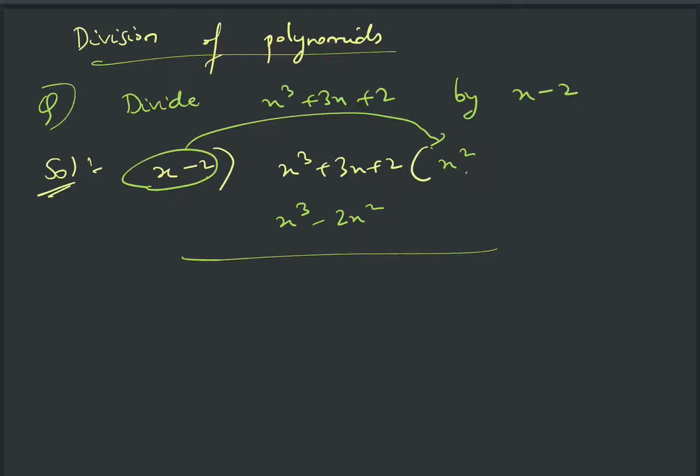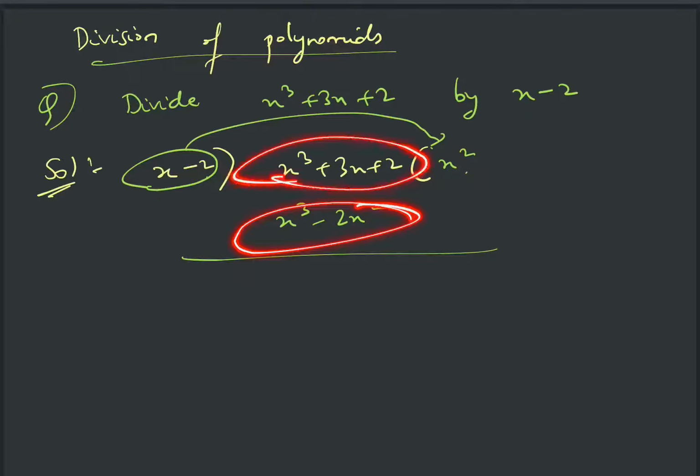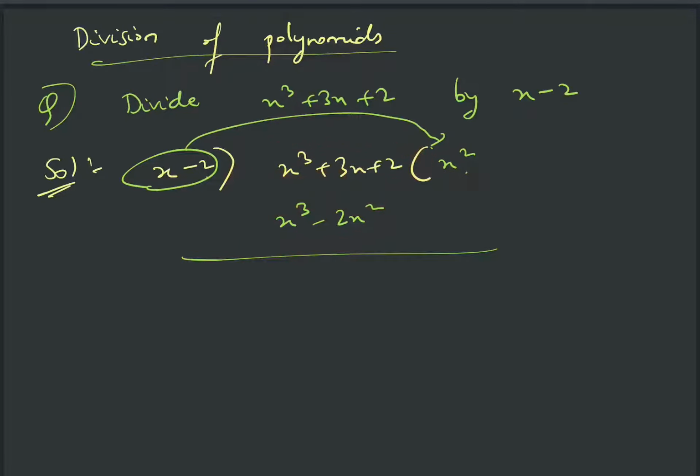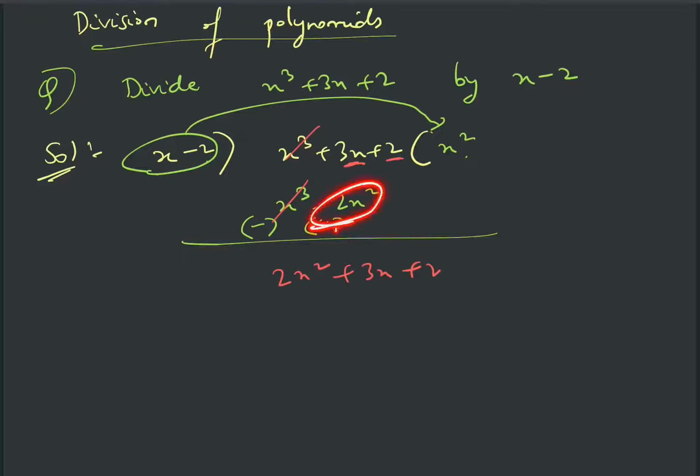Now we'll subtract this from the above, right? So if we subtract, then this will become minus and this will become plus. So you will see that x cube will get cancelled, and then you have plus 2x square here. And then you have plus 3x and plus 2, as they are. Fine. 2x square, 3x and 2.